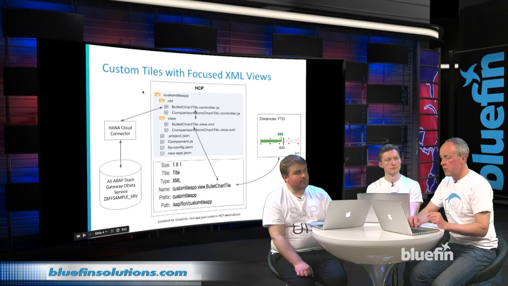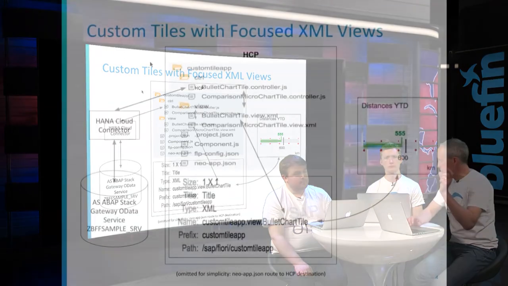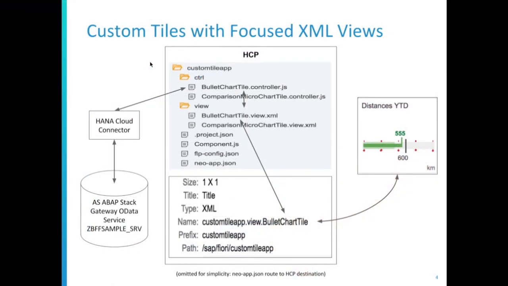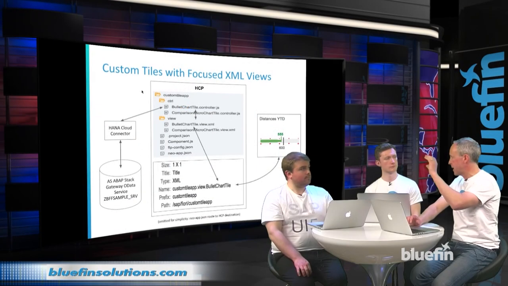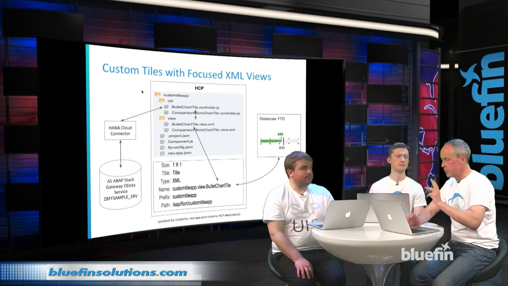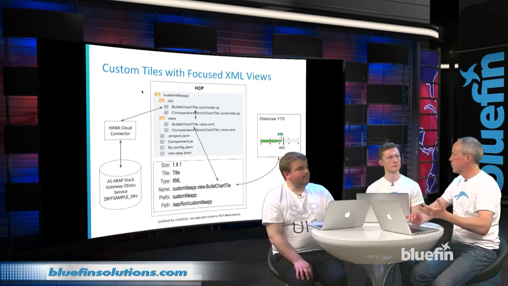As you can see here, I've got comparison micro chart tile and a corresponding controller. And I've got bullet chart tile and a corresponding controller. So these two views correspond to the two tiles that we saw in the custom part of our screen. Okay, so how does this work? The view itself defines what the tile looks like, what the content of the tile is, right? So you've got the micro chart and you've got the title and so on, which we'll have a look at. But of course, we've got to have data as well.